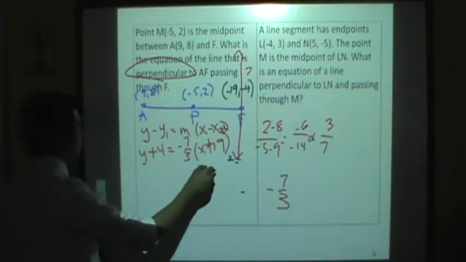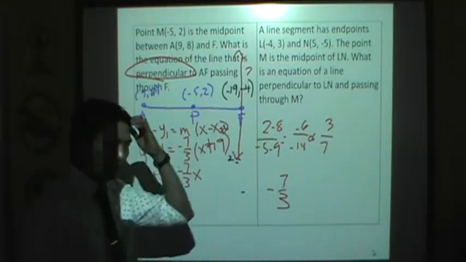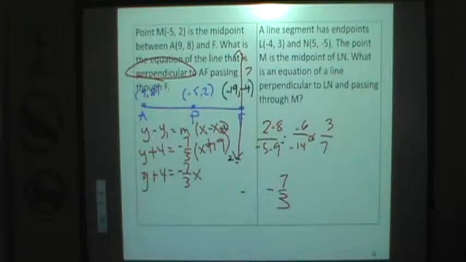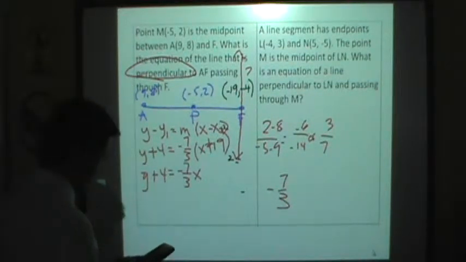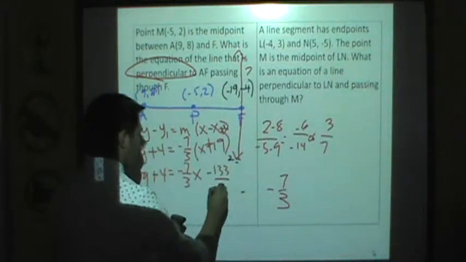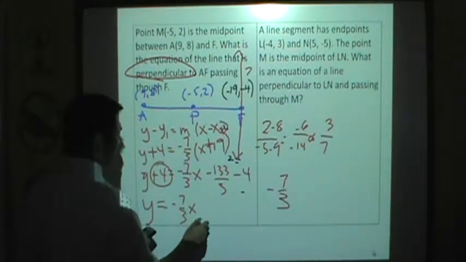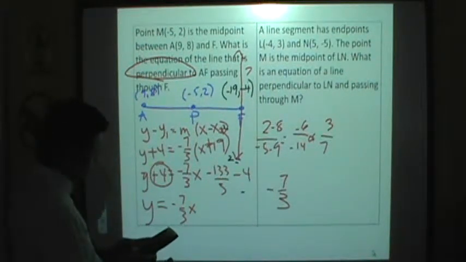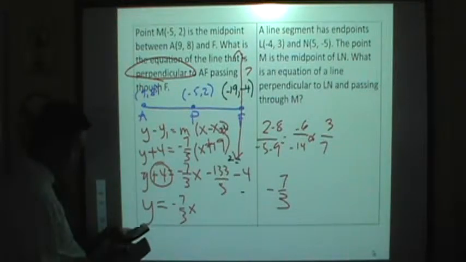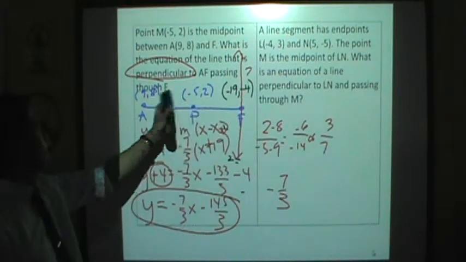So now you can just go ahead and distribute and solve for y. So y plus 4 equals negative 7 over 3 times x. Distribute, and then we need a calculator for negative 7 over 3 times 19. Math, enter. Negative 133 over 3. But wait, that plus 4 becomes minus 4, just to make sure that y is alone, so negative 7 over 3x. And then calculator, subtract that, negative 133 over 3, subtract 4. And then math. Negative 145 over 3 is the final answer. And that is going to be the equation of the line that is perpendicular to that first line.